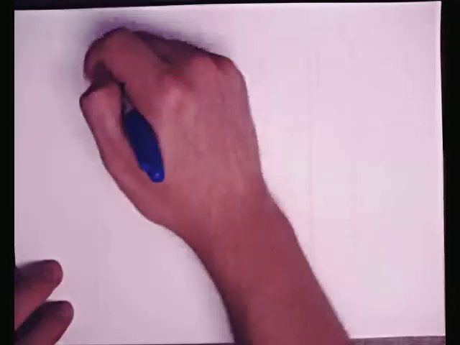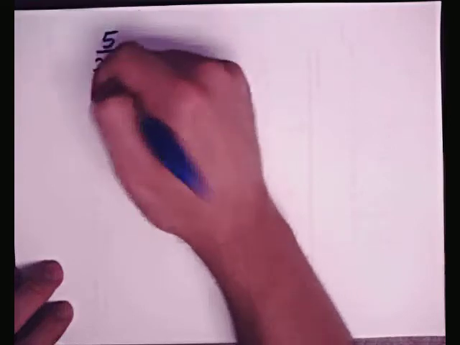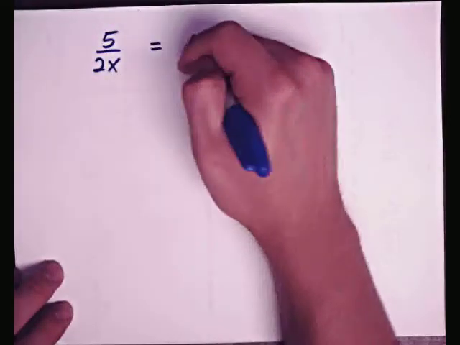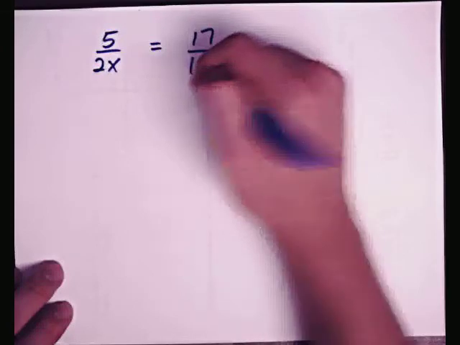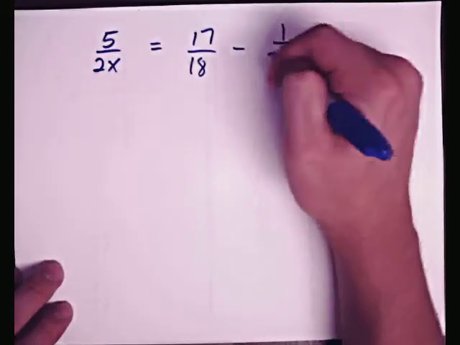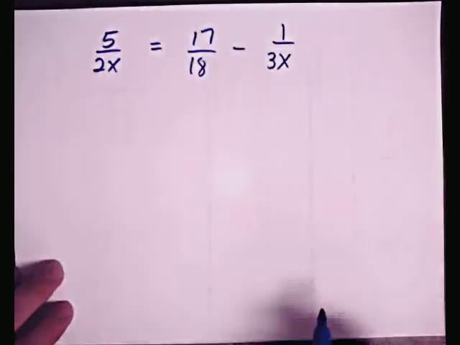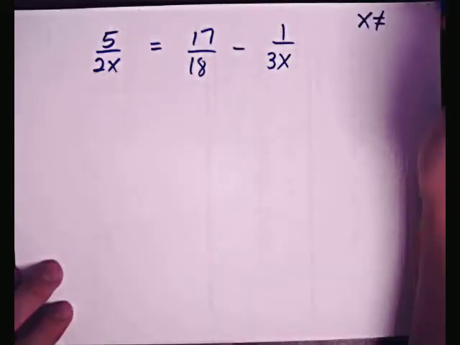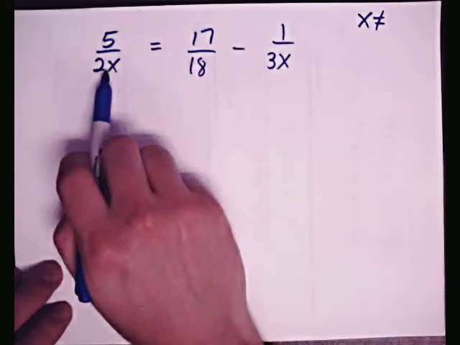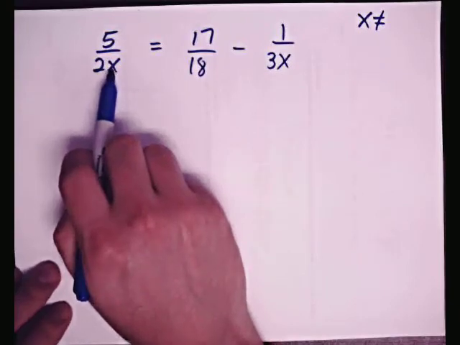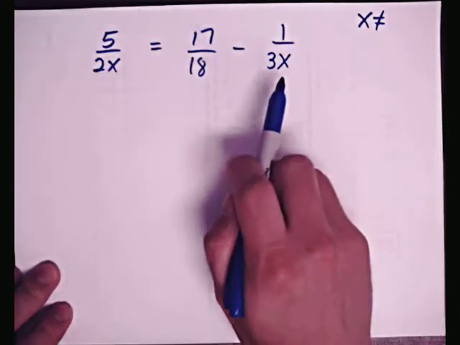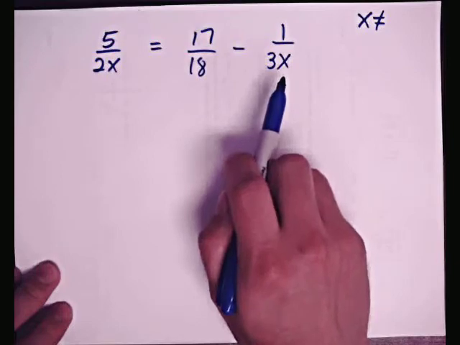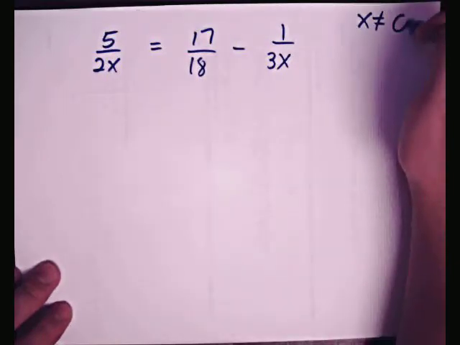Okay, and in 3b, we have 5 over 2x equals 17 over 18 minus 1 over 3x. Okay, so start by saying what x cannot equal. If x is 0, 2 times 0 is 0 in the denominator. And if x is 0, 3 times 0 is 0 in the denominator. So on this one, x cannot equal 0.